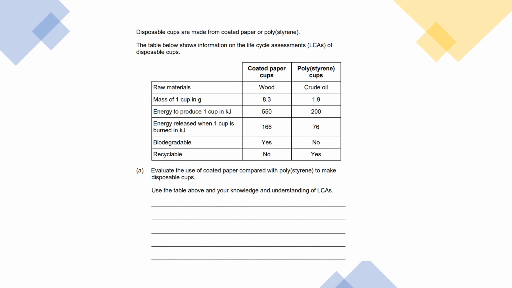It's a GCSE question on life cycle assessment for paper 2 in chemistry. It's asking you to look at disposable cups made from coated paper or polystyrene. It gives you data, and what you're meant to be doing is evaluating the use of coated paper compared with polystyrene to make a disposable cup. It's asked in the table to use the data and your knowledge and understanding of LCA.